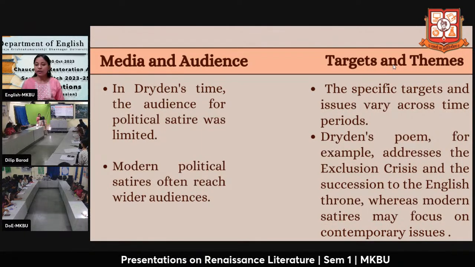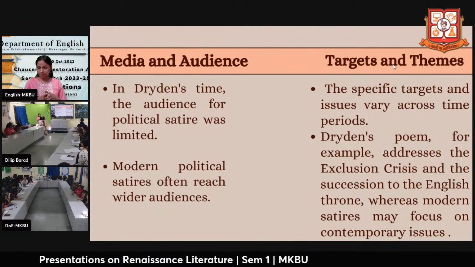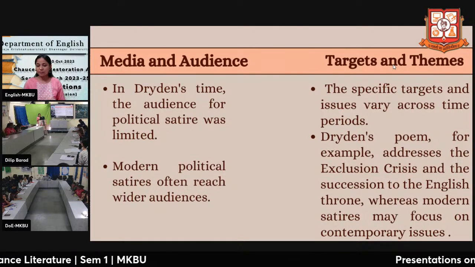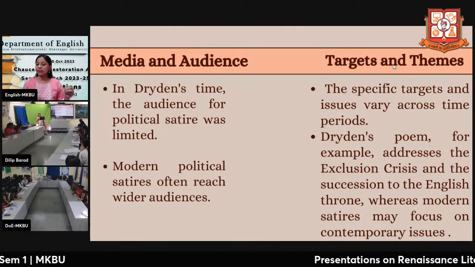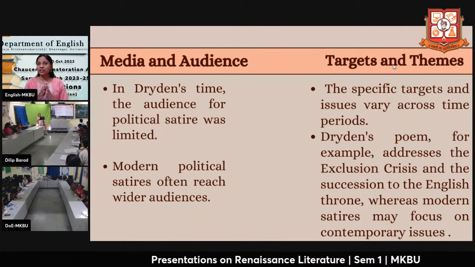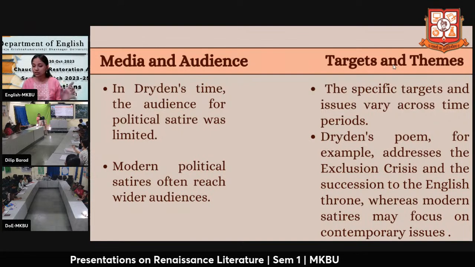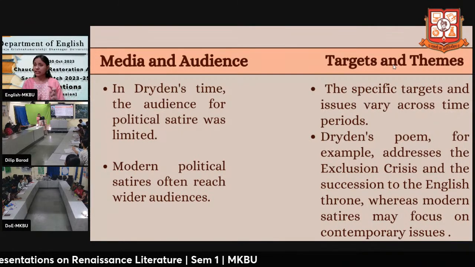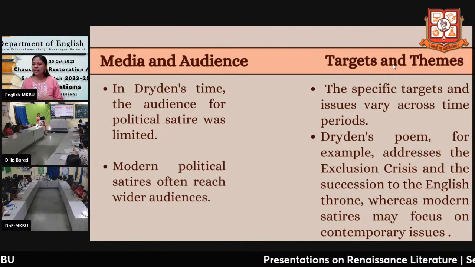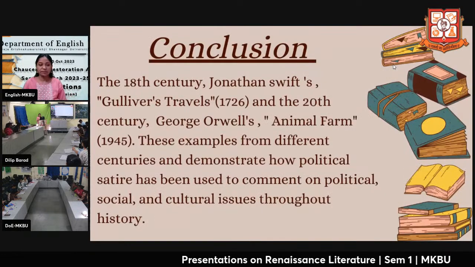Dryden's poem, for example, addresses the Exclusion Crisis and the succession of the English throne, whereas modern satires may focus on contemporary issues. Dryden's poem was about the political corruption during that time, and it is indirect. But in the modern perspective, satires are very direct, using the characters' names and all.